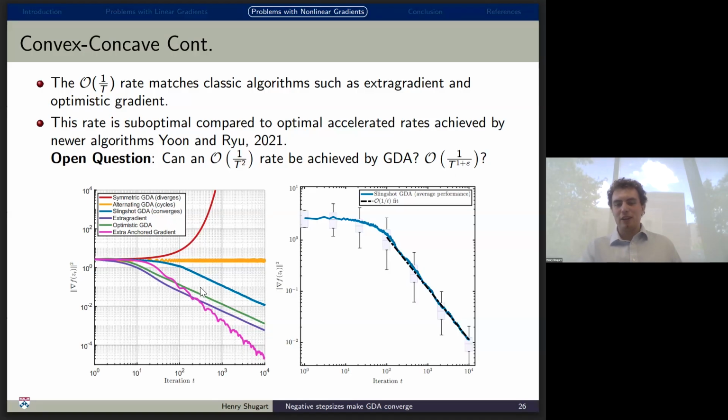And so here I show the convergence of the slingshot GDA that we proposed in comparison to extra gradient and optimistic gradient on a simple problem. We can see that although slingshot GDA does slightly worse than extra gradient and optimistic gradient, it matches in the slope of this line, which is on the x-axis iteration and the y-axis the gradient norm squared, which means that it's getting the same rate. It of course doesn't match the extra anchored gradient. That's the 1/t squared rate.